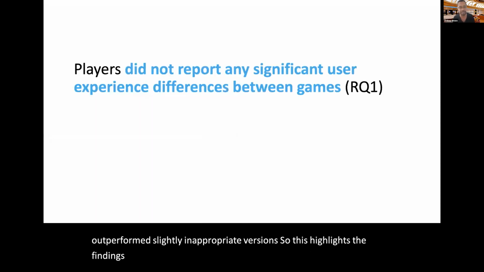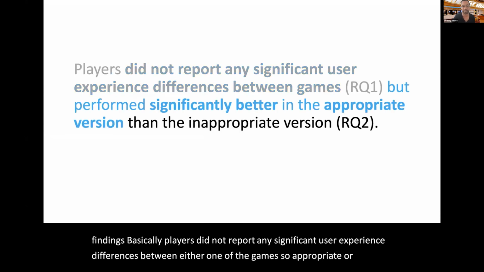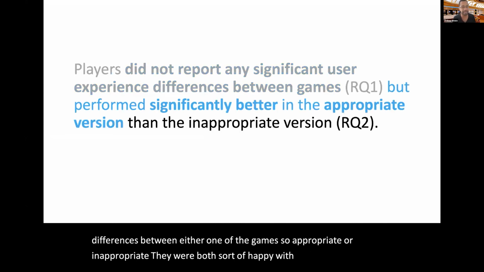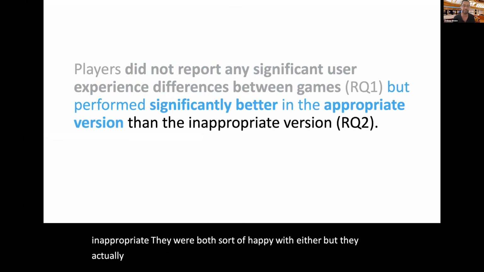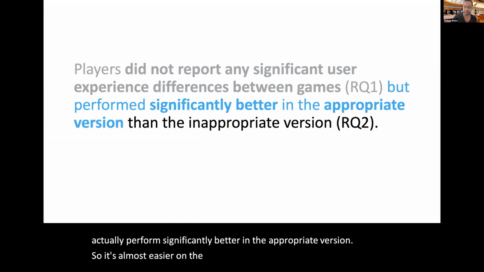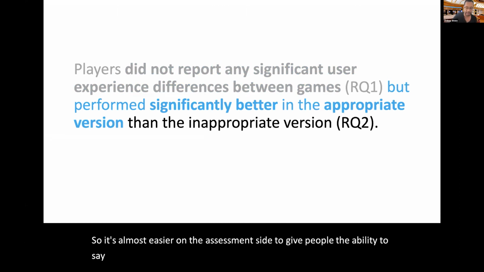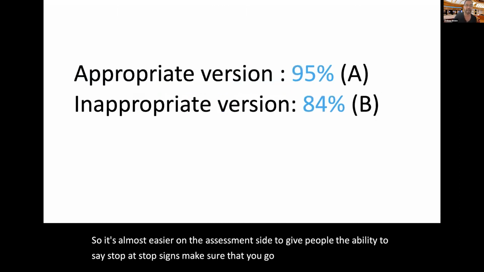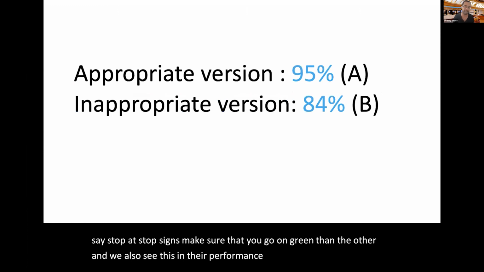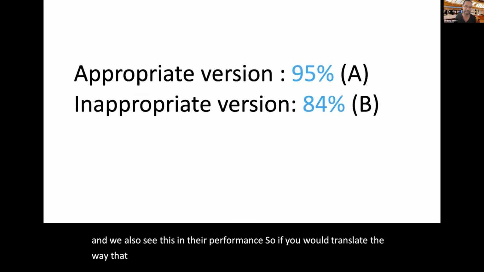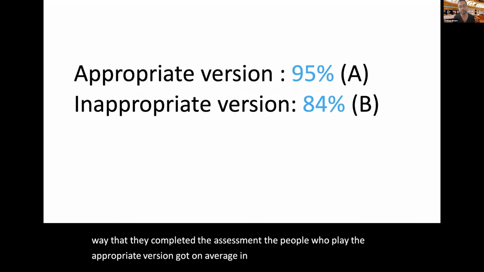Basically, players did not report any significant user experience differences between either one of the games, appropriate or inappropriate. They were both happy with either, but they actually performed significantly better in the appropriate version. So it's almost easier on the assessment side to give people the ability to say, stop at stop signs, make sure that you go on green. And we also see this in their performance. If you translate the way that they completed the assessment, the people who played the appropriate version got on average a 95% score, so almost 100.